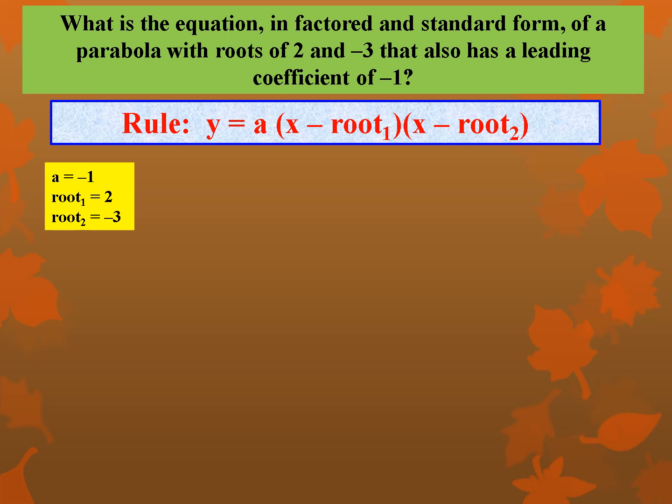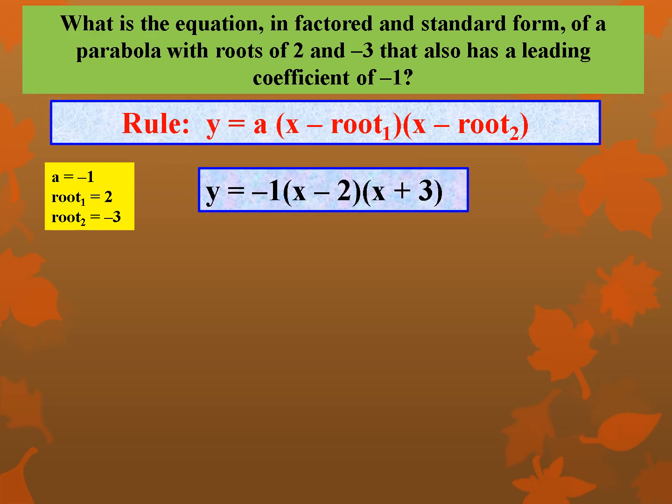So I'm going to substitute these values in, and I end up with -1 times x minus 2 times x plus 3. Now, this helps you kind of see where, when we make you factor and solve for x, we get those x values. That kind of ties this in. You're like, oh, okay, when I have x minus 2 and I set it equal to 0, I get x is 2. So this kind of helps you tie in between the two forms. Now, you may also be wondering, well, wait a minute, how'd you get x plus 3? Well, remember, it's x minus root 2. So minus a negative is the same as plus a positive.